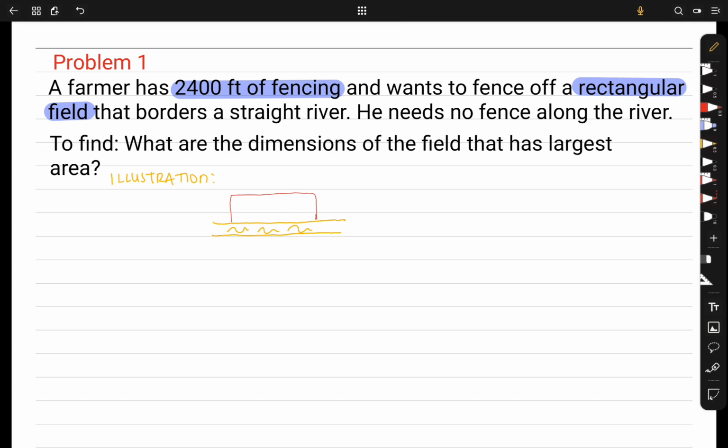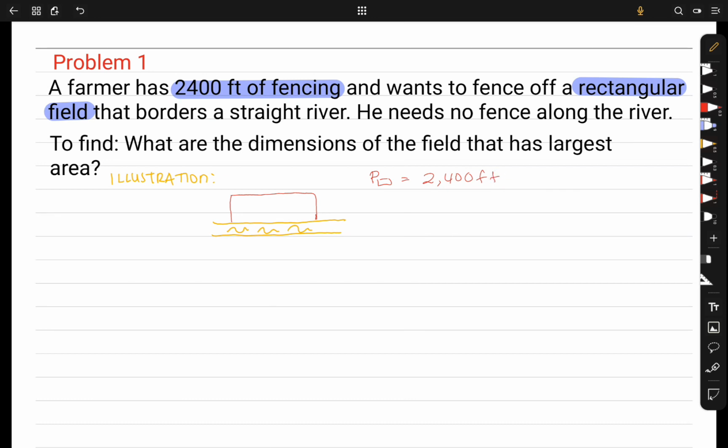Like that. So, ang sabi po, wala daw tayong fence pagdating sa ating river. Kasi nga, river na siya. Therefore, it is a rectangular field, right? And, pag sinabi nating border, we're talking about perimeter. So, fencing. We have the perimeter for the rectangle, which is 2,400 feet.